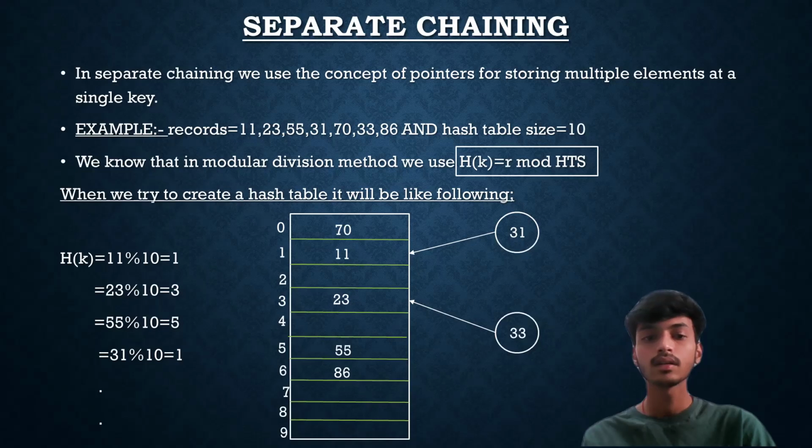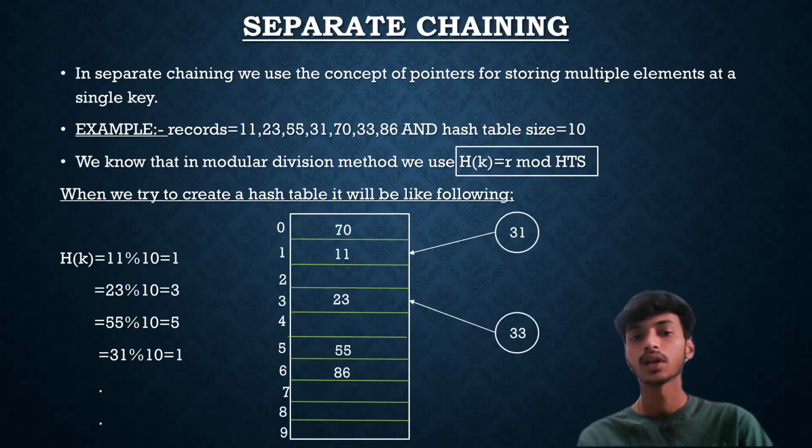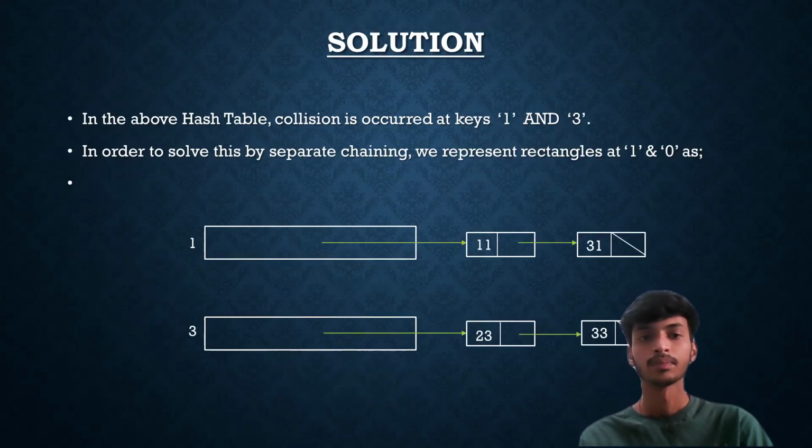But 33, when we do 33 mod 10, returns 3. At 3 already 23 is there. So here also collision occurred. To solve this using separate chaining, we have the following solution. In the above hash table, as you can see, collision occurred at key values 1 and 3. In order to solve this by separate chaining, we represent rectangles at key value 1 and key value 3. The hash table will be the same, but at 1 we represent it like this.